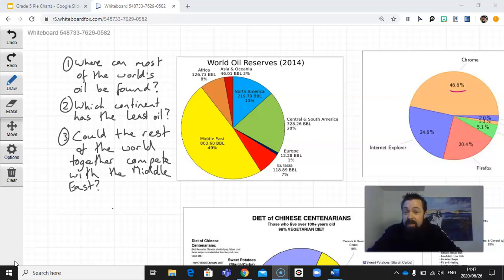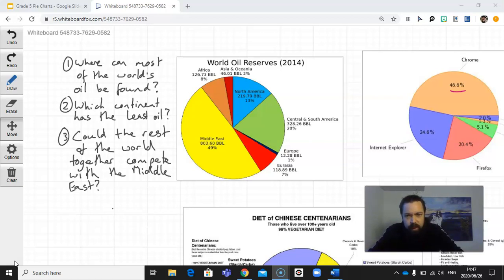So either there's very little or there's none at all on Antarctica. That's the South Pole. And finally, could the rest of the world together compete with the Middle East? That's an interesting question, and I don't think you'll get something this complicated at a grade 5 level. But mathematically, the answer would be yes, because if you add all of the other ones up, it comes to 51, which is more than the Middle East, which is 49.